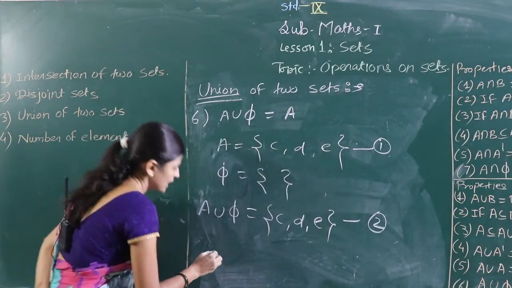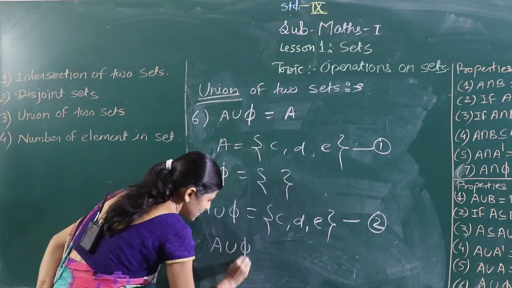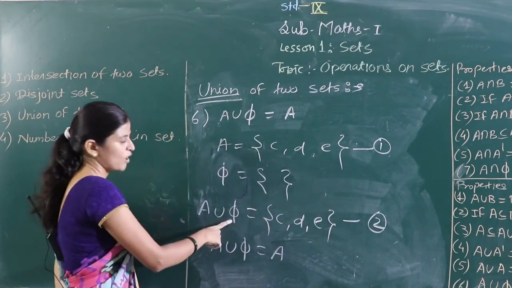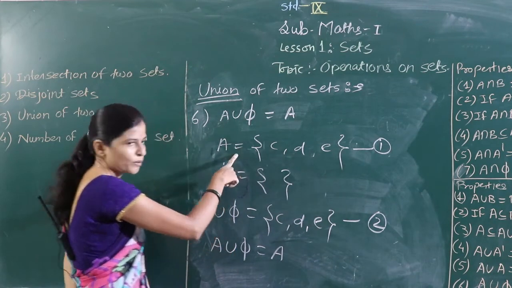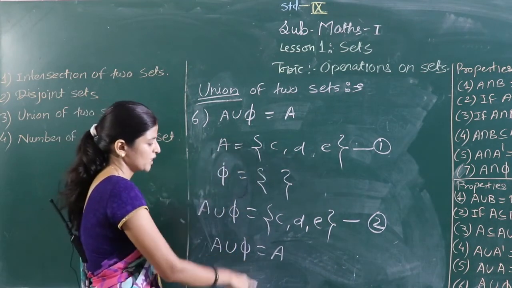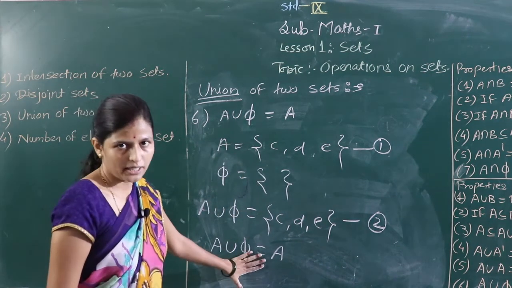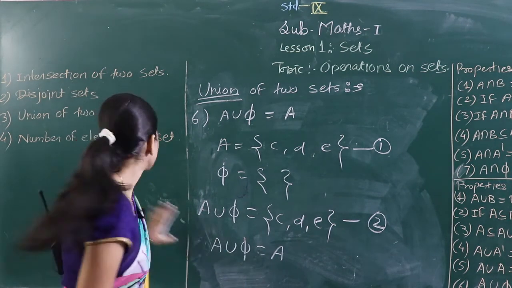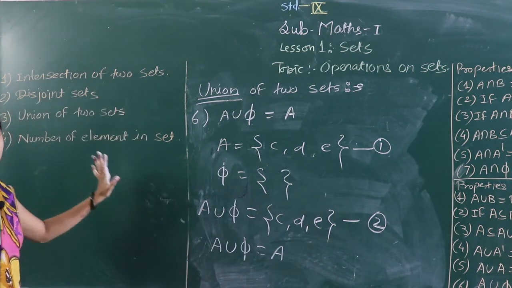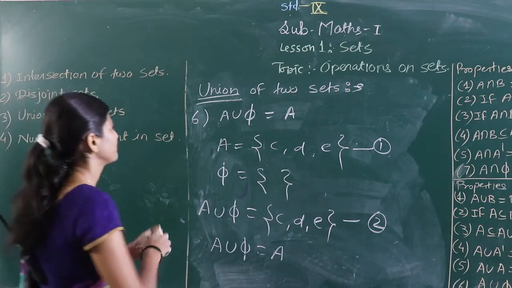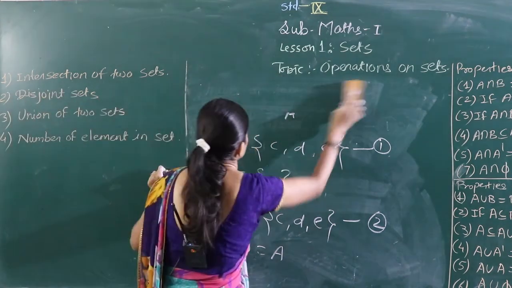From 1 and 2 what do we get here? A union empty set is nothing but A, because this set has the same elements as set A also. That's why A union empty set gives us A. This is the property of union. Now we move toward the number of elements in a set. The last operation is the number of elements in a set.